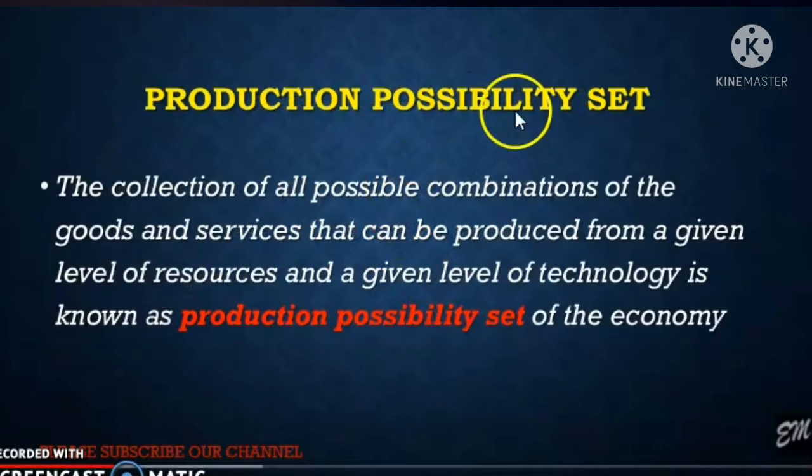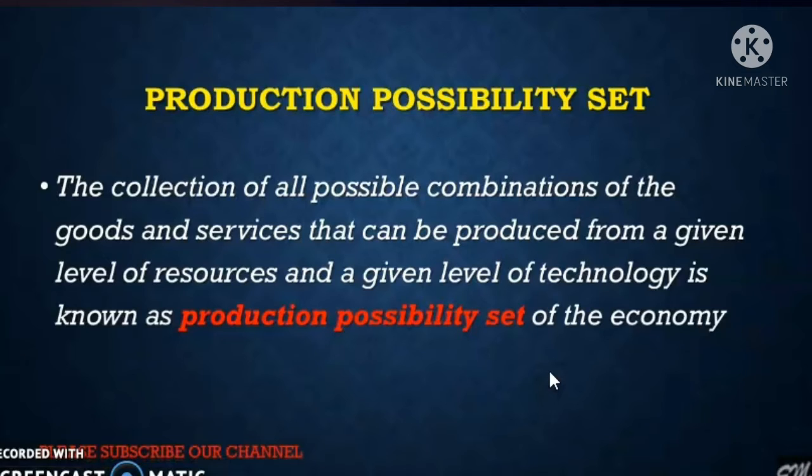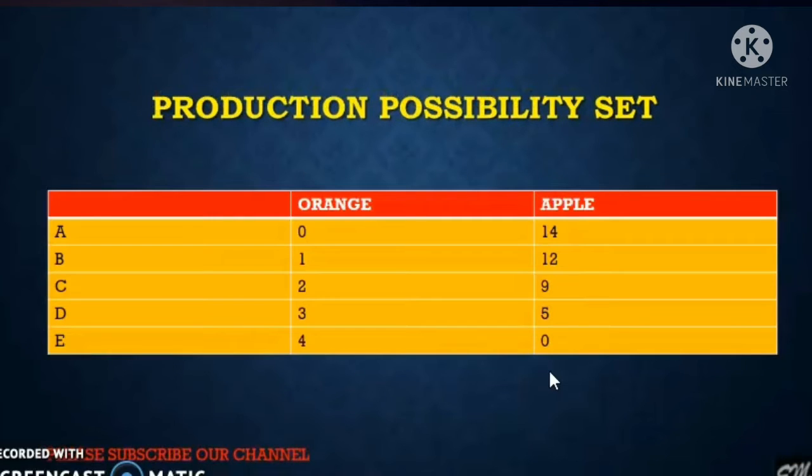Then, production possibility set. What is said to be the production possibility set? The collection of all possible combinations of goods and services that can be produced from a given level of resources and a given level of technology is known as the production possibility set of the economy. So there will be different combinations, and in each combination the economy or the producer will be attaining maximum satisfaction. That is explained with the help of this chart.